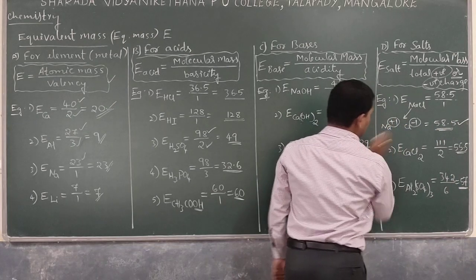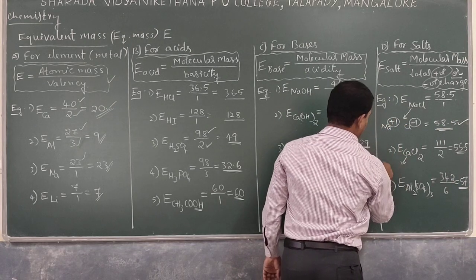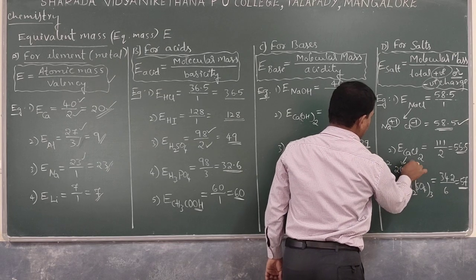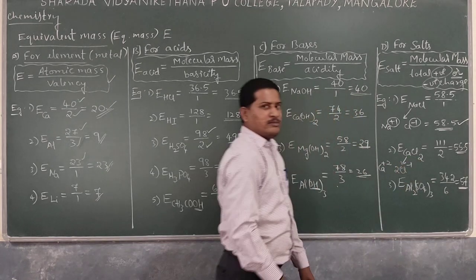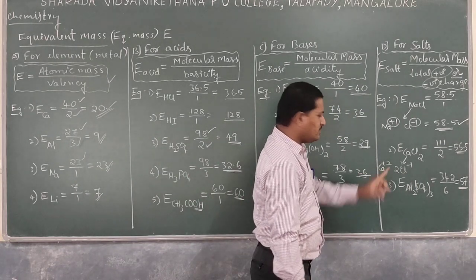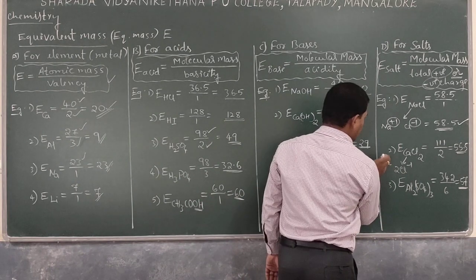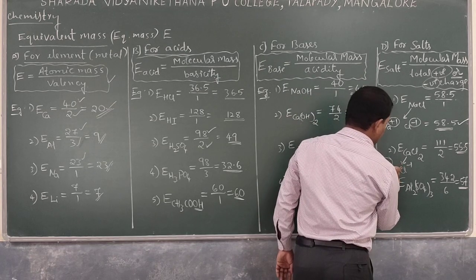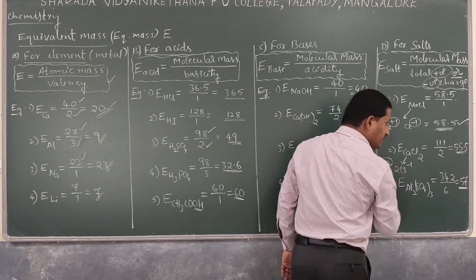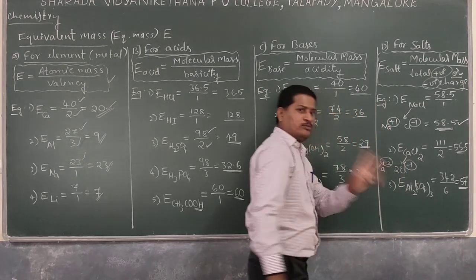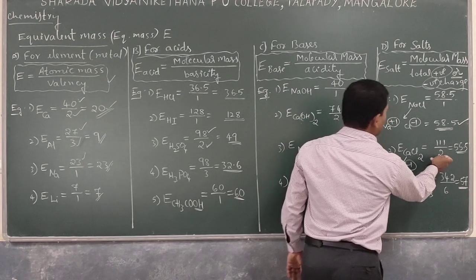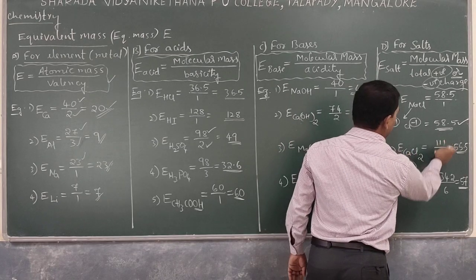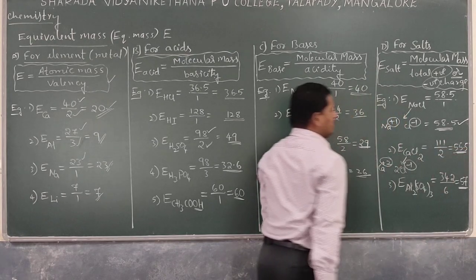But in the case of calcium chloride, if you split it, calcium is present in the plus 2 state, and chloride ion is Cl minus 1. The total number of chloride ions is 2. So the total positive charge is plus 2, which is 2. And the total negative charge is 2 into minus 1, that means minus 2. So the charges are 2. So the molecular mass of calcium chloride, 111, divided by 2 is 55.5.